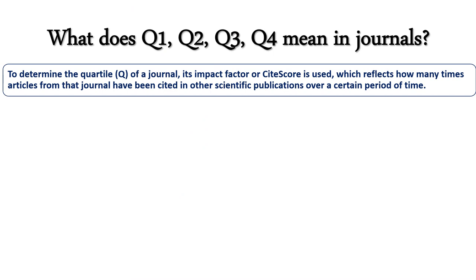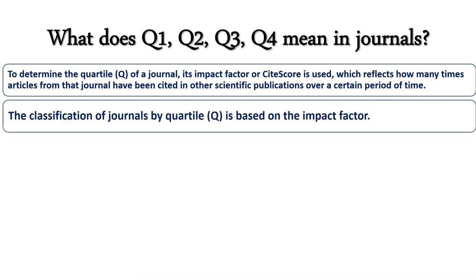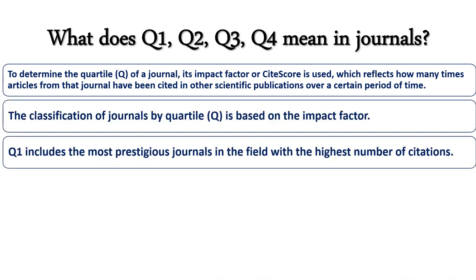Let us see what Q1, Q2, Q3 and Q4 are. To determine the quartile of a journal, its impact factor or CiteScore is used, which reflects how many times articles from a journal have been cited in other scientific publications over a specific period in the same or a relevant field. The classification of journals based on impact factor comes from citations only. When we talk about Q1, journals in the first quartile are considered to have the highest citation impact within the subject category.